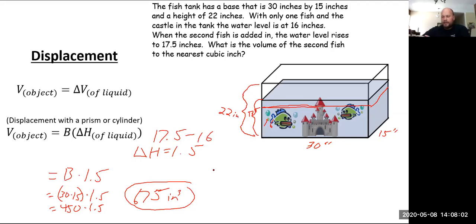So again, if you want to find the volume of some sort of irregular object, you can place it in water that's in a container and see how much it rose by, and then use that formula to calculate what the actual volume is.